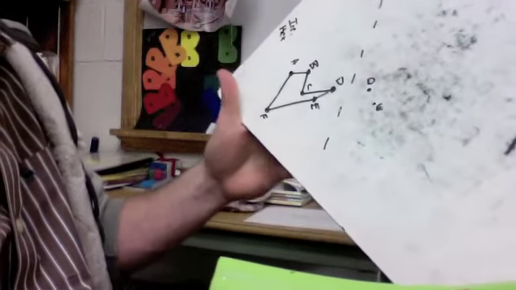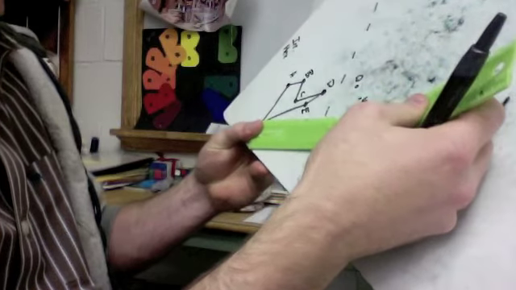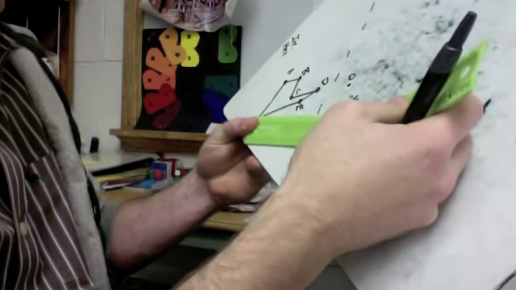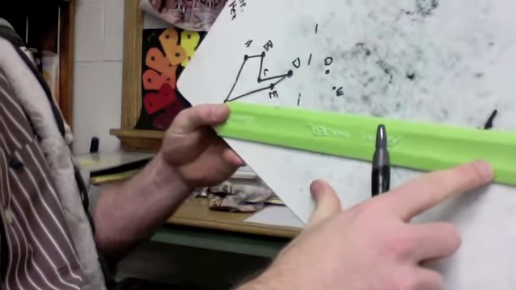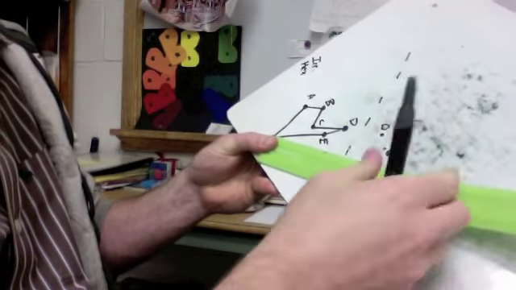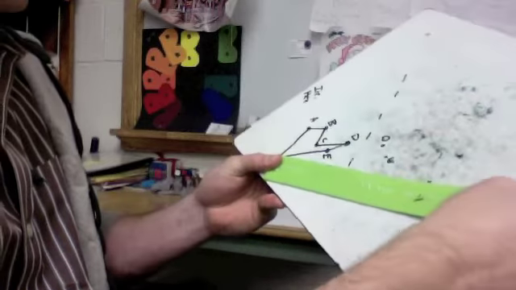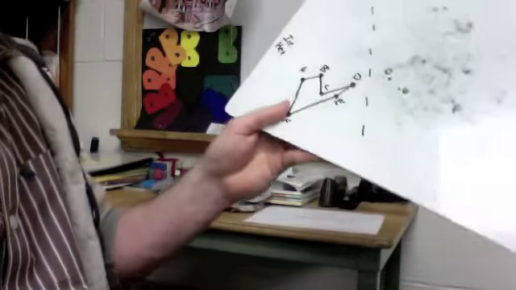Okay, let's go to F. Let's see here. Looks like F is about 8.5. So 8.5 and 8.5: 8 and 8 is 16, half and half is a whole, so that's going to be 17. So I'll just put it at 17 right there, and I will label it F.